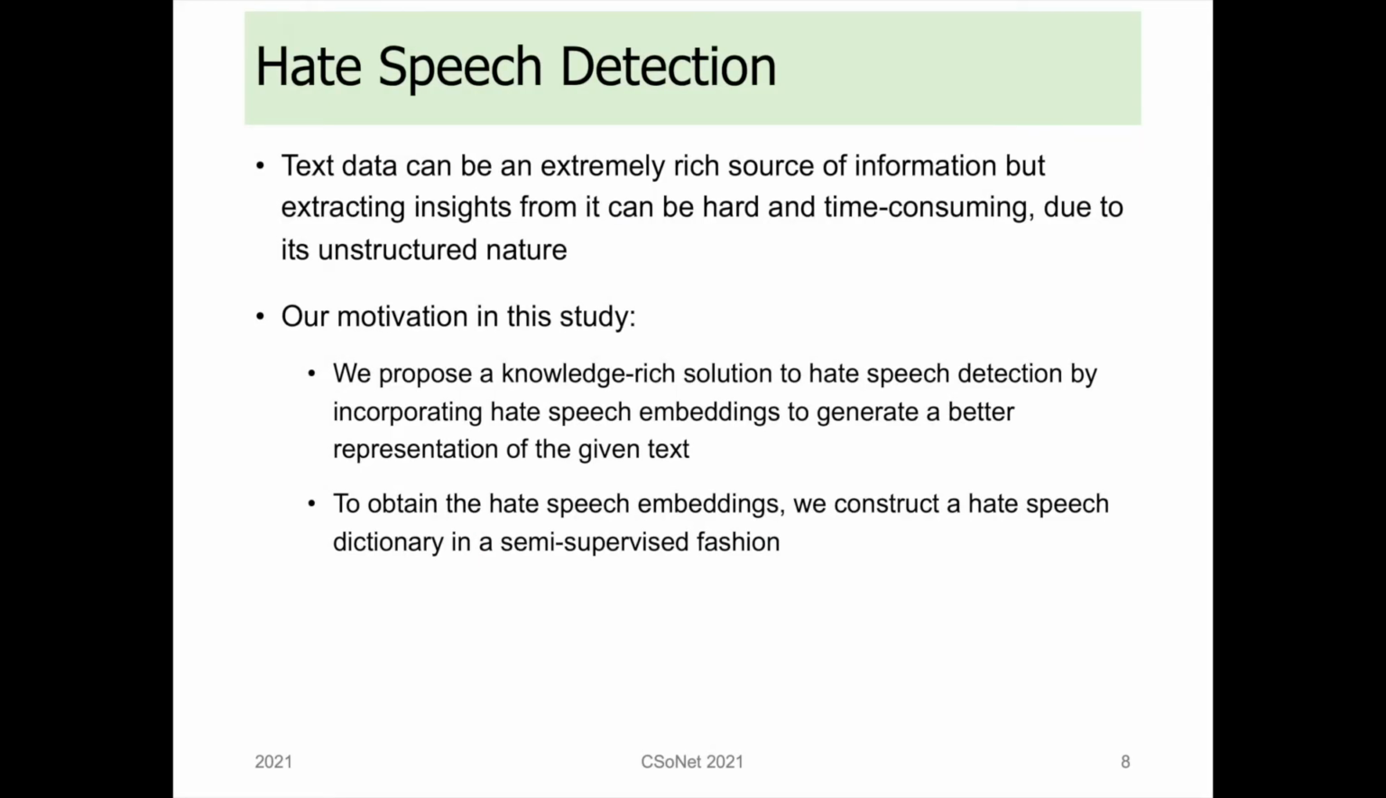Due to the unstructured nature of text data, in this study we propose a knowledge-rich solution to hate speech detection by incorporating hate speech embeddings to generate a better representation of the given text. Previous studies exploit many linguistic features to represent a text, for example, lemmatization, bag-of-words, part-of-speech tagging, and sentiment lexicons. To overcome the limitations of previous studies, in this study we employ neural network models to enable our proposed model to automatically learn representations of features.